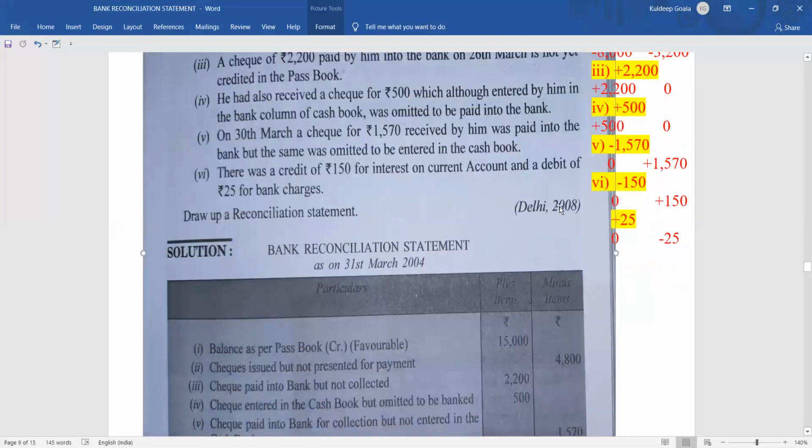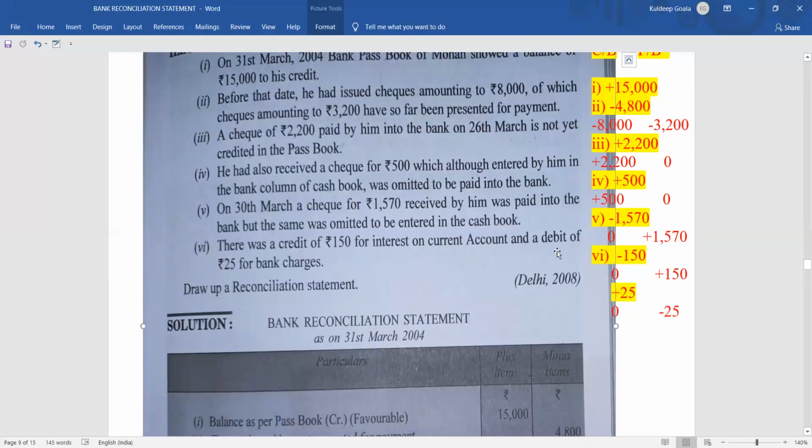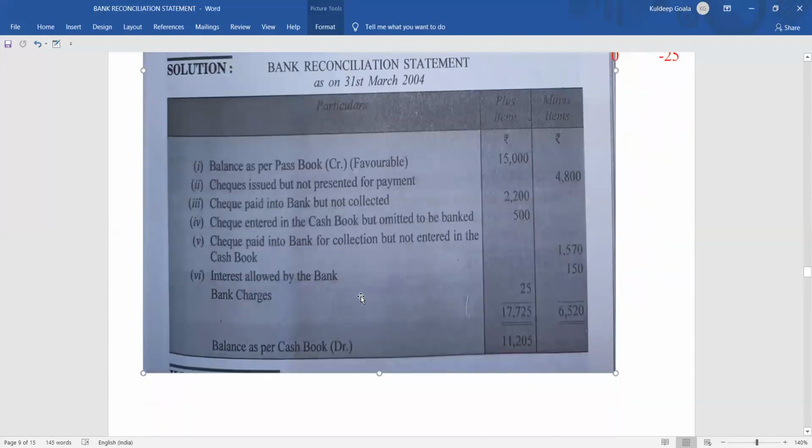Then coming to the next one, point number 5, it is minus. Remember that. So what will you write? On 31st of March, a check of 1,570 received by him was paid into the bank, but same was omitted to be entered in the cash book. So what will you write? Check deposited but not entered in the cash book, 1,570 in the minus. Check paid into the bank for collection but not entered in the cash book, 1,570 in the minus items.